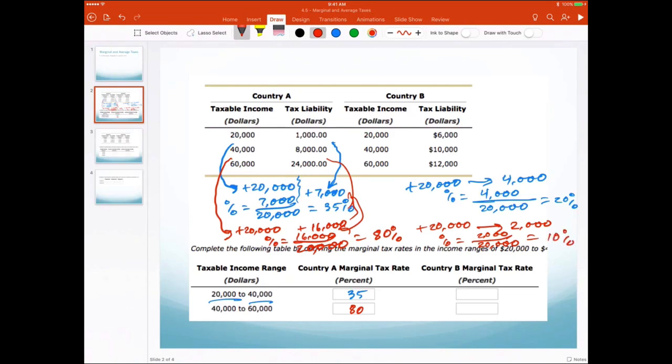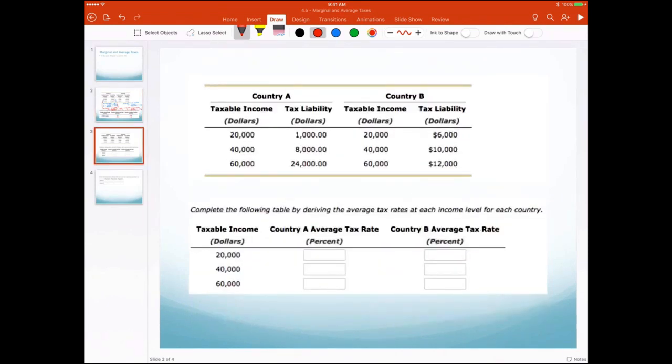Okay. So now you have all the numbers to put in here. Right? So this is going to be 20% here and 10% here. Okay. So that's how you do the marginal taxes. It's about additional income and how much additional taxes you pay on that additional income. Okay. Now the second thing it's going to ask is your average tax rate.